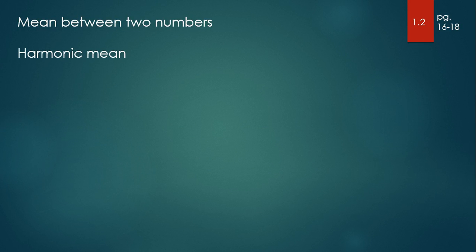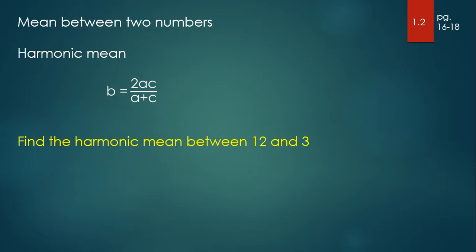To find the harmonic mean between two numbers, we need to double the product of the numbers and then divide by the sum of the numbers. So if we want the harmonic mean between 12 and 3, we need to find 2 times 12 times 3 and then divide that by 12 plus 3, and that would give us 24/5.